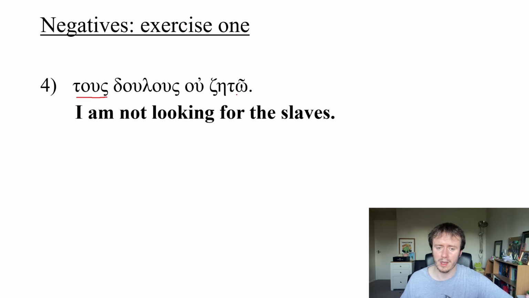We know that I am doing it from the person ending, ō, which is contracted with the epsilon at the end of the verb's stem. Notice that we had no nominative noun or pronoun here. We had to get that I am doing the action from the person ending ō. So we knew that it meant I am not looking for the slaves.